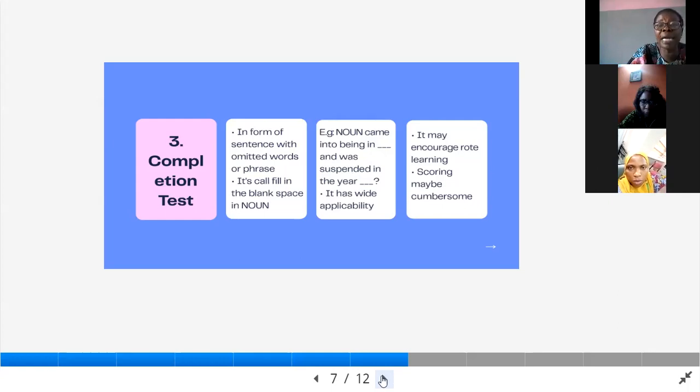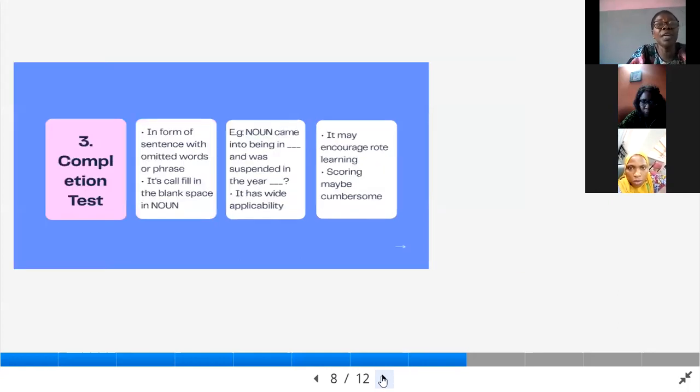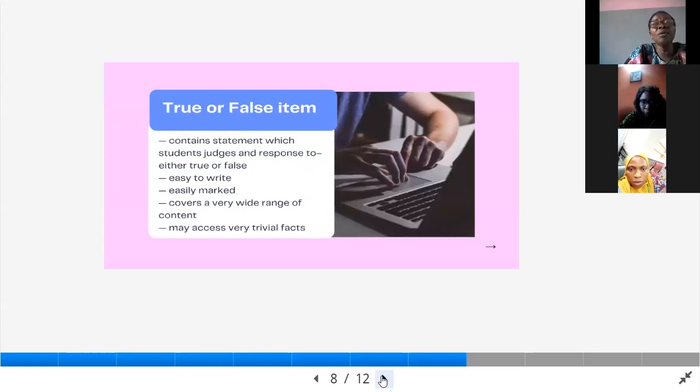Let's go to our slide and see the next one. We also have the true or false item. A true or false item contains statements which students judge. We're expecting the student to respond to it, either true or false. I can say, the name of our Vice Chancellor is Professor Olufemi Peters. True or false? Folashade, true or false? True, ma. Beautiful.